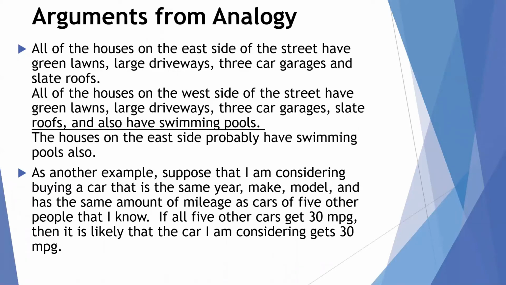As another example, suppose I'm considering buying a car that is the same year, make, model, and has the same amount of mileage as cars of 5 other people that I know. Now, if I know that all 5 other cars get at least 30 miles a gallon, then it's also likely that the car I'm considering gets 30 miles a gallon. And so that is how an argument from analogy works. It can be with a group or with an individual.